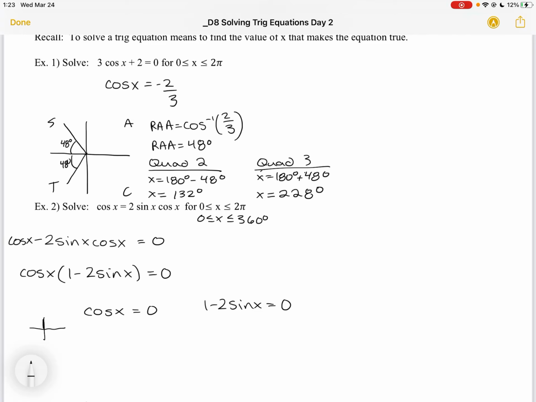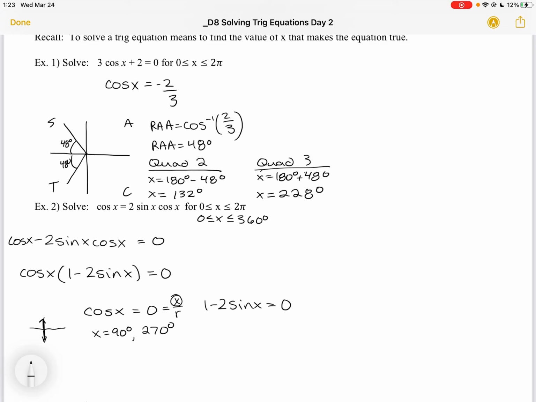when my terminal arm is right on the boundary between Q1 and Q2, and it's going to happen right on the boundary between Q3 and Q4. My cos x is equal to x over r, so I need that x component to be equal to 0. That happens when my terminal arm is right up and down. So my two solutions here are 90 and then 270.